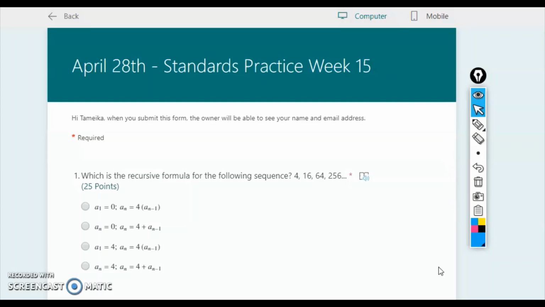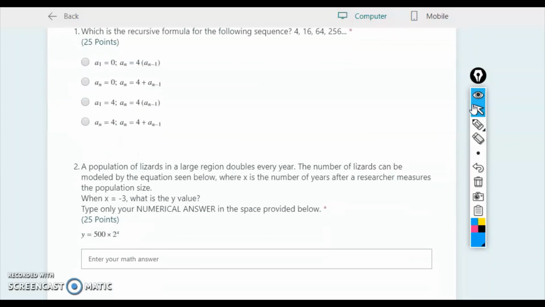Standards Practice Week 15. Number 1. What is the recursive formula for the following sequence?